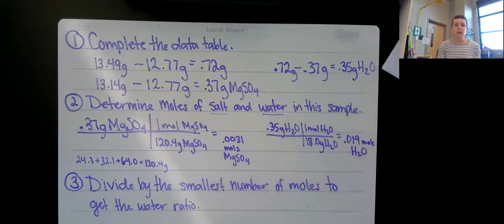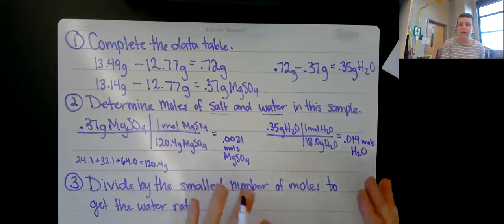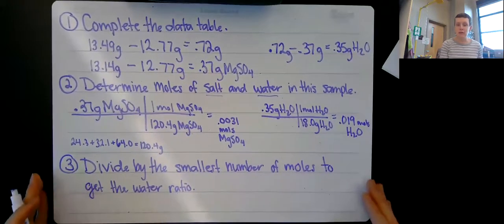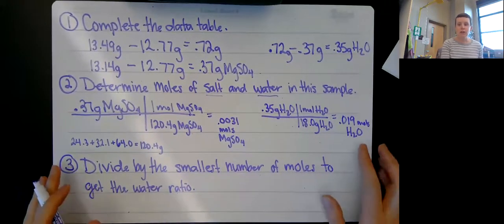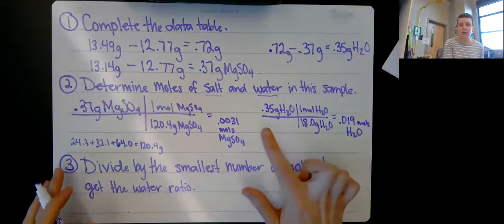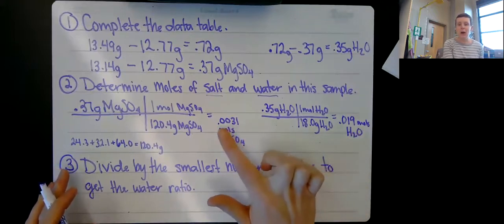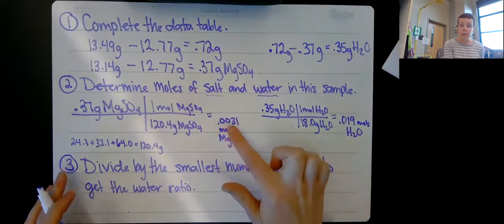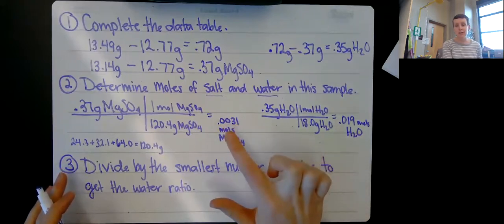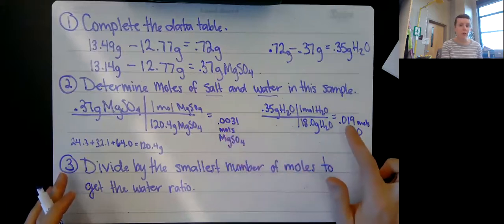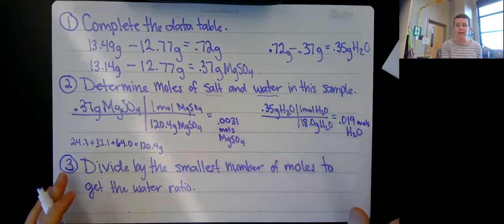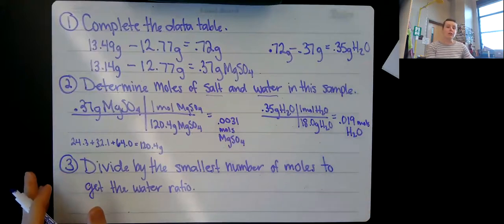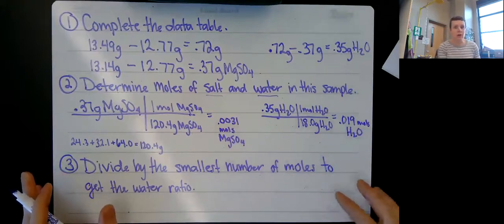0.019 moles. Now, be careful on the next piece. It says divide by the smallest number of moles. Don't just look at 19 and 31. You need to look at how many zeros are in front, right? So 0.0031 is smaller than 0.019. It's not about the non-zeros, it's about the zeros in this case. So more zeros after the decimal means smaller number.